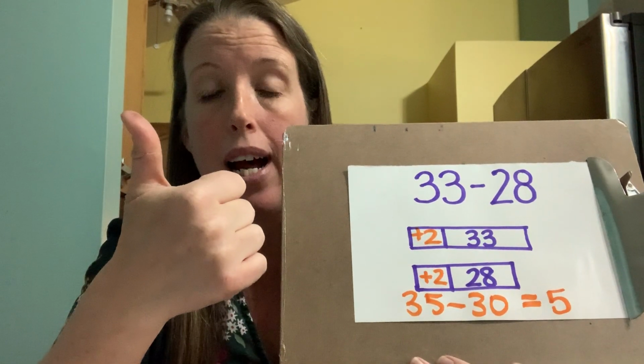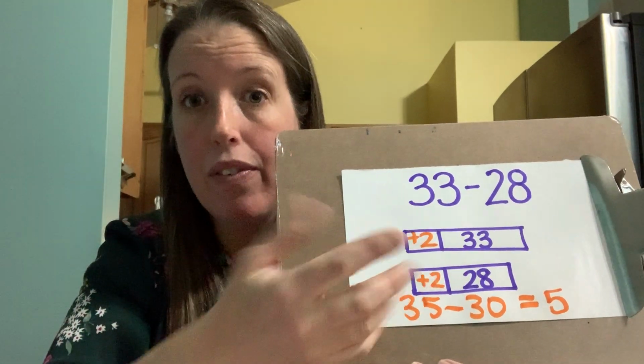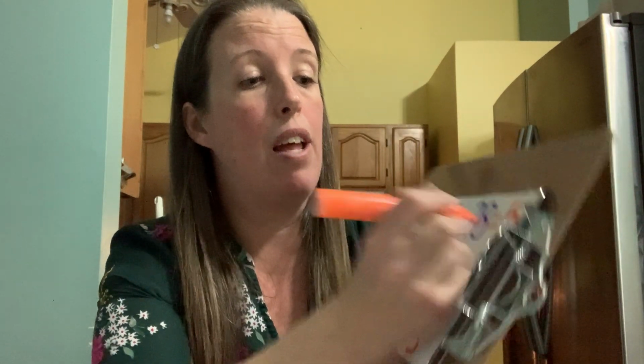28, 29, 30, 31, 32, 33, 5. So this strategy does work. 33 minus 28 is 5. Okay, watch me do one more and then you're gonna give it a try.